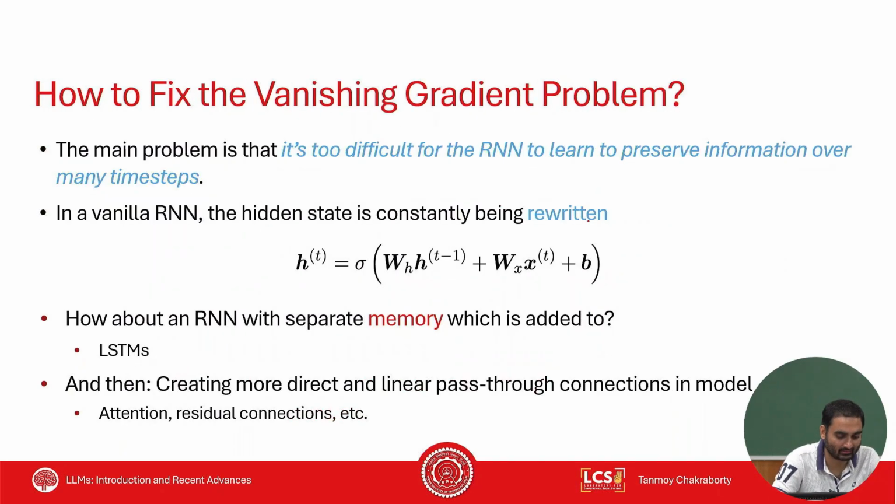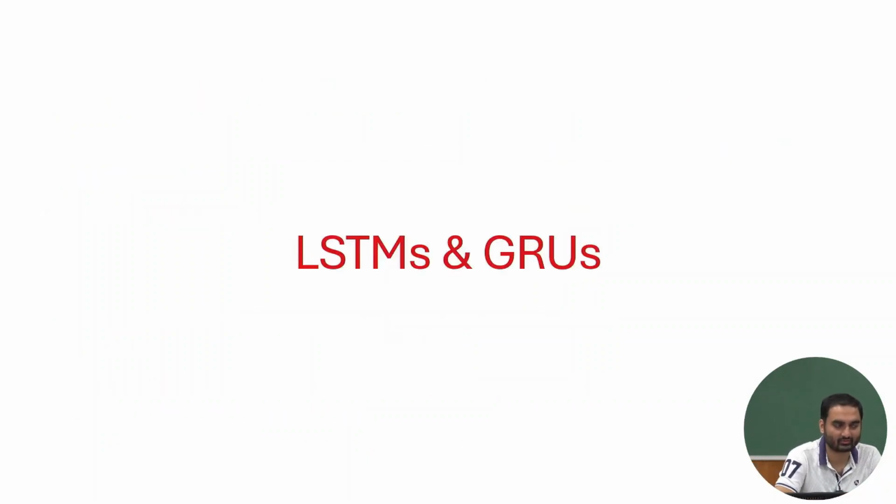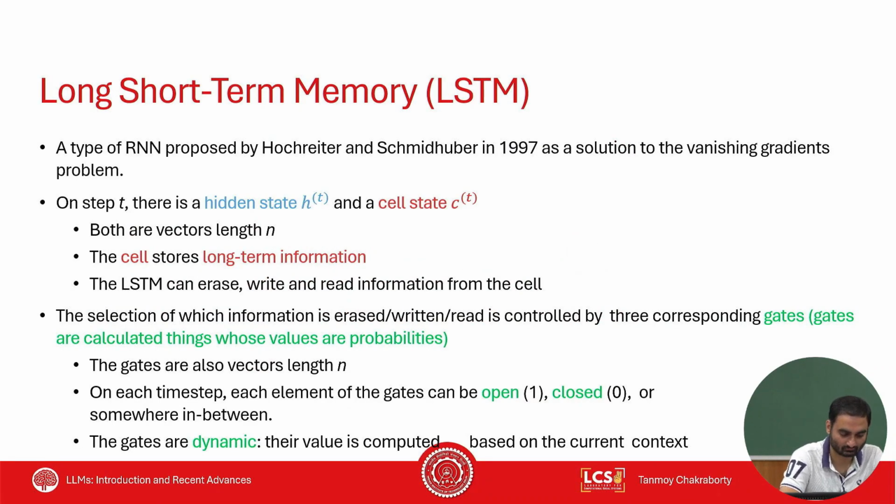So what are the ways we will fix it? Using a gating mechanism. We will see that in a gating mechanism we will explicitly use another state called the memory state. So along with the hidden state, we also have a memory state called the cell state. Using LSTM and GRU, we will try to address the problem of vanishing gradient, but there are other mechanisms also, like attention and residual connections. We'll discuss those later. So let's focus on LSTM and GRU.